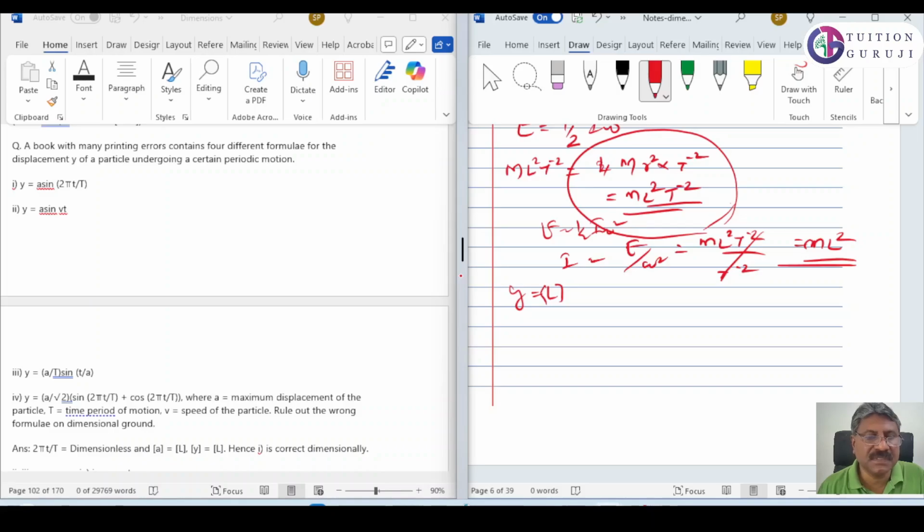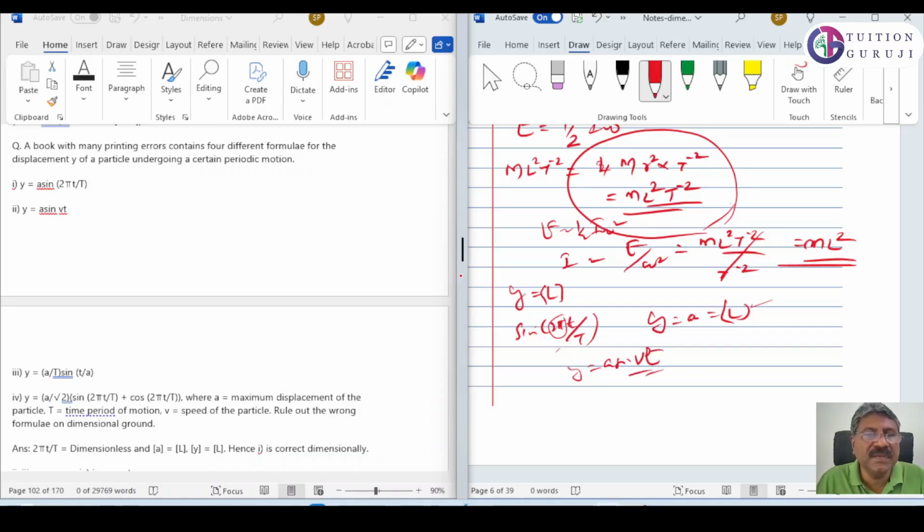So let us take the first case. We know that sine of 2 pi t by T is dimensionless. 2 pi is anyway a constant, therefore that we can remove. Therefore t by T, if we take the dimension, is dimensionless only because it is t by T. So sine of 2 pi t by T is dimensionless, and then y will become a, equal to the dimension of L. So the dimension of A will become L. Okay, it's correct.